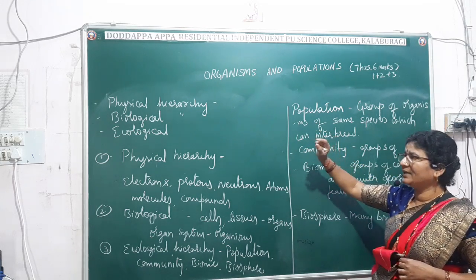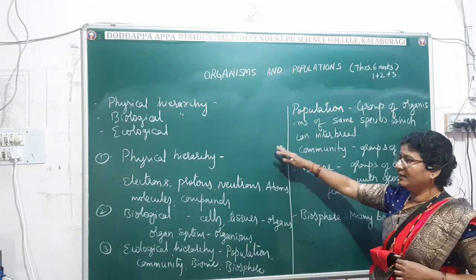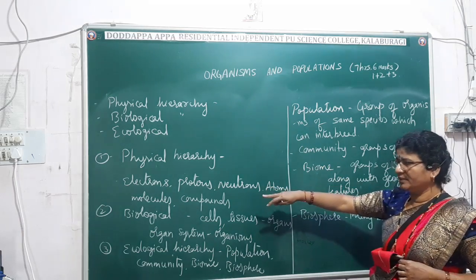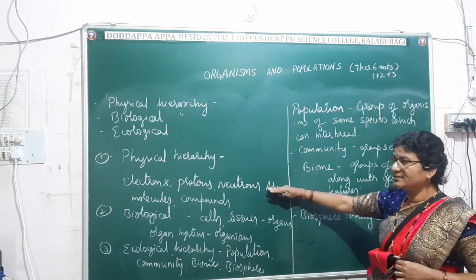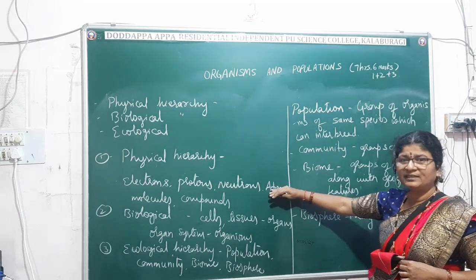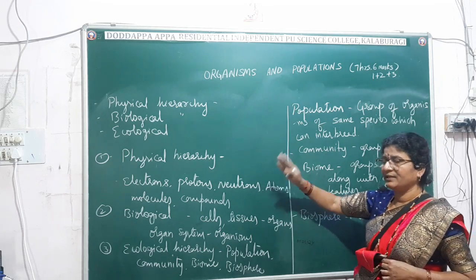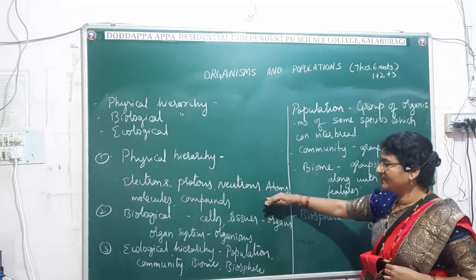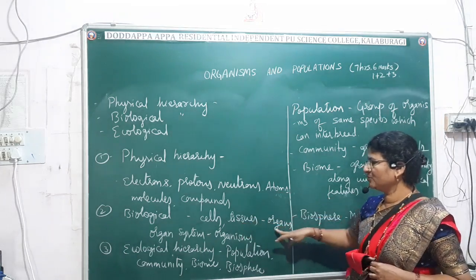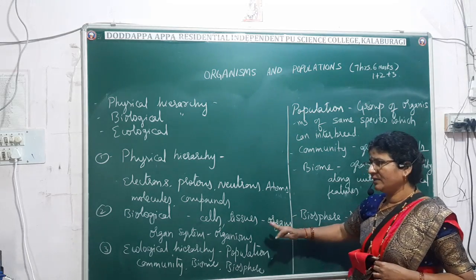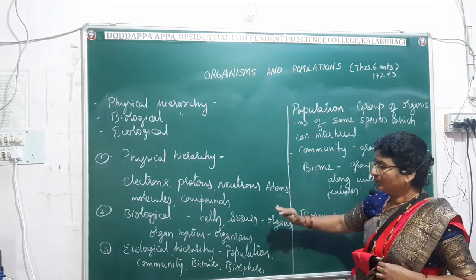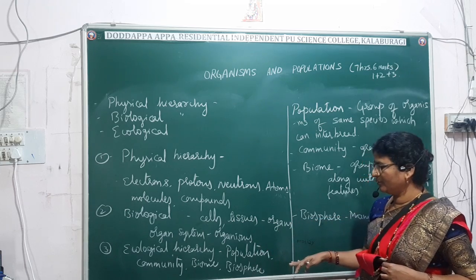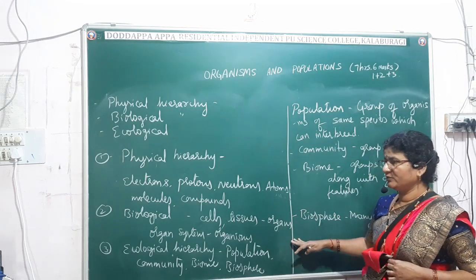Physical and chemical hierarchy both will be the same, like electrons, protons, neutrons, atoms, molecules and compounds. These details you have studied in the first year and you will be dealing with this in chemistry and physics. Biological hierarchy you have already studied in first year, like cells, tissues, organs, organ system and organism. Ecological hierarchy: population, community, biome and the biosphere. This you have to remember.